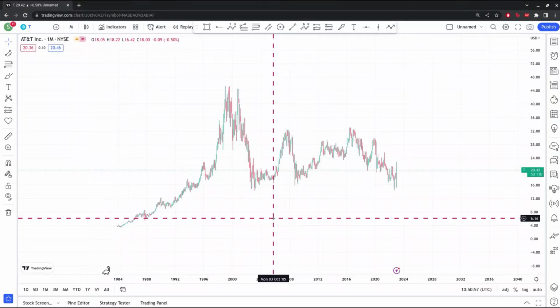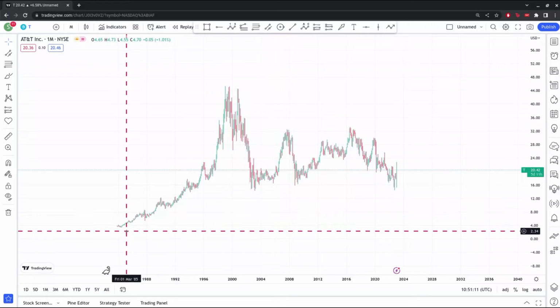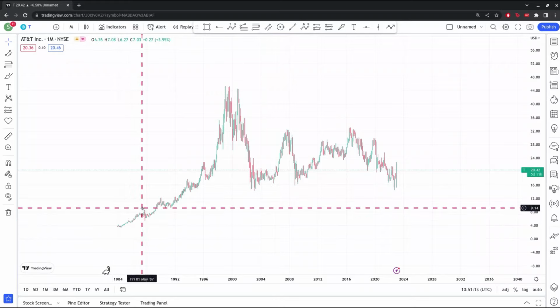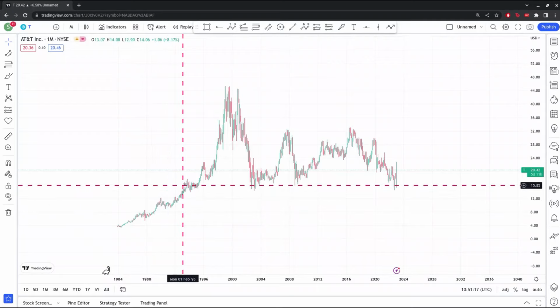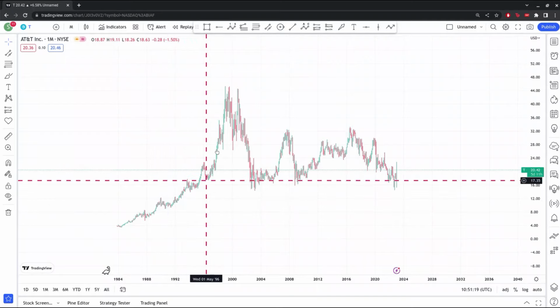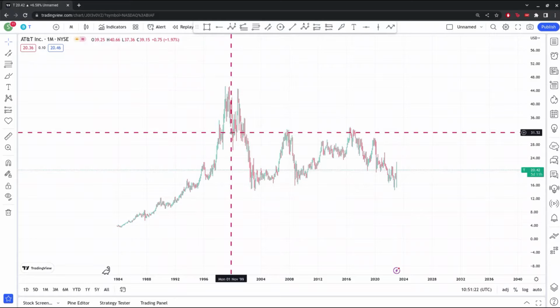Either the market is making higher highs, higher lows, which is an uptrend, or the market is making lower lows, lower highs, which signifies a downtrend, or the market is moving within a range. In this case, the market has been making higher highs, higher lows: this is the high, a low, a high, a low, a high, a low, a high, low. So we're in an uptrend.